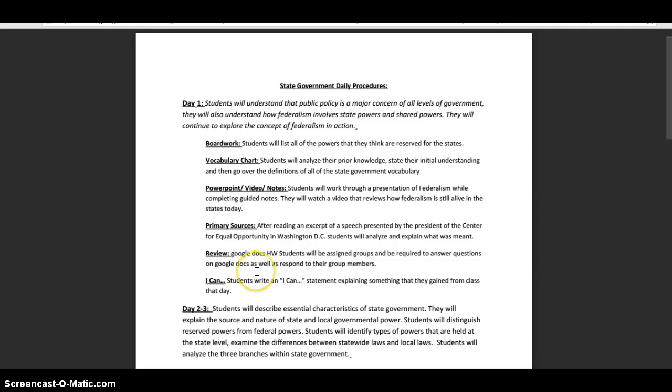The review homework that I give on a daily basis, I assign at the start of the week, and students have to keep track of it for the whole week. They are responsible for answering questions on Google Drive. They have documents that they share with their group members and myself, and they answer the questions I give them and respond to their group members' answers.